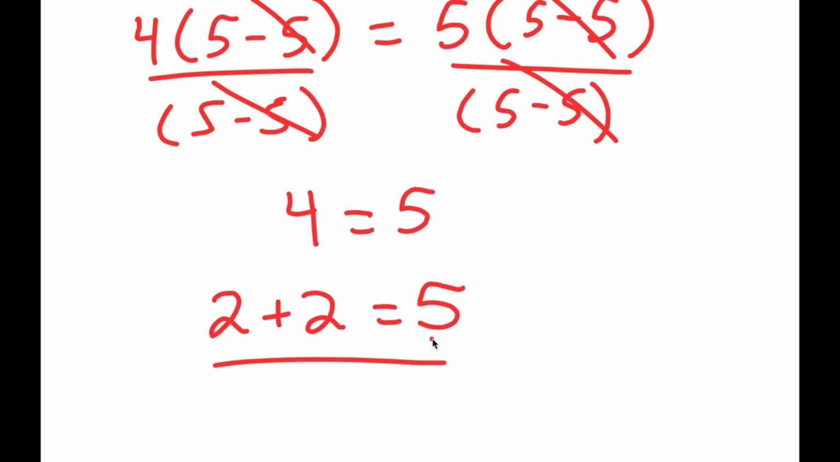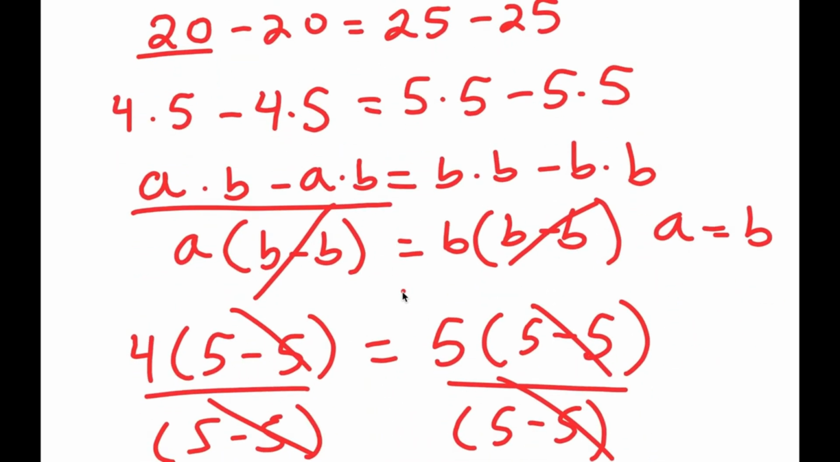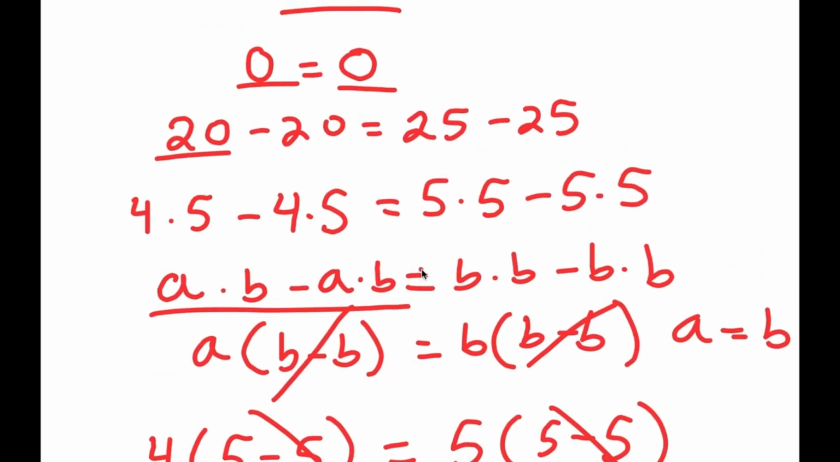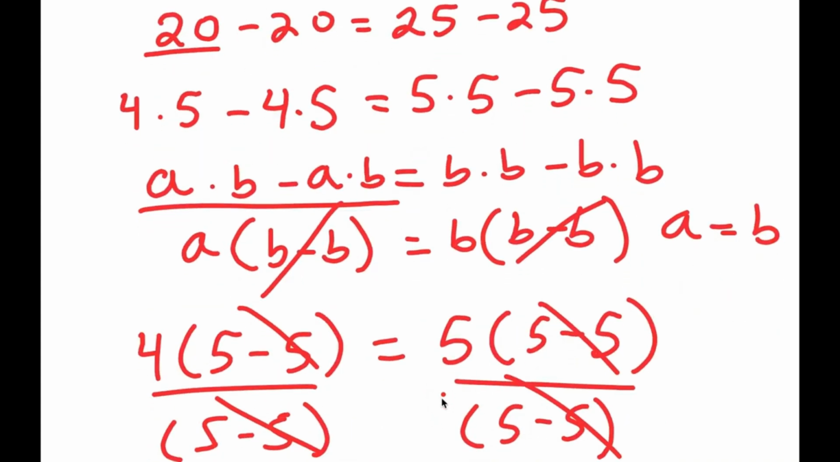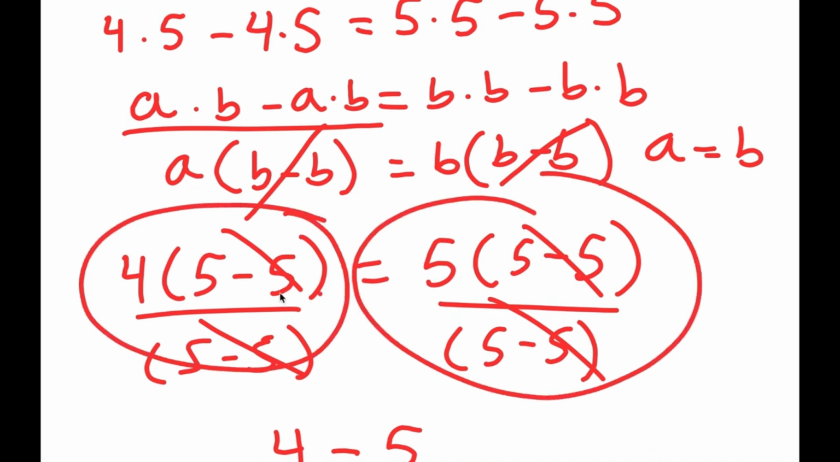And now I know what you're thinking. This is mathematically incorrect, right? How can 2 plus 2 equals 5 when 2 plus 2 is equal to 4? Well, look back here and try to figure out where I made an error. So, the error is actually right here in this step, where I divided both sides by 5 minus 5.